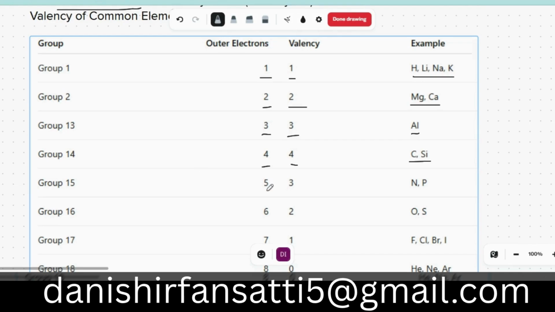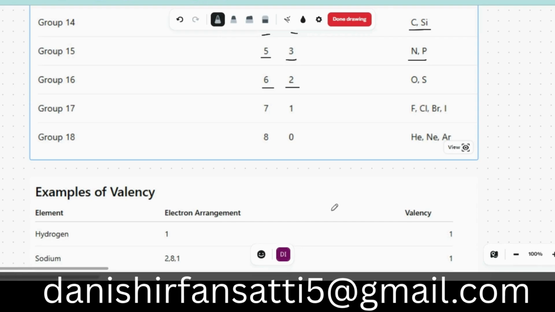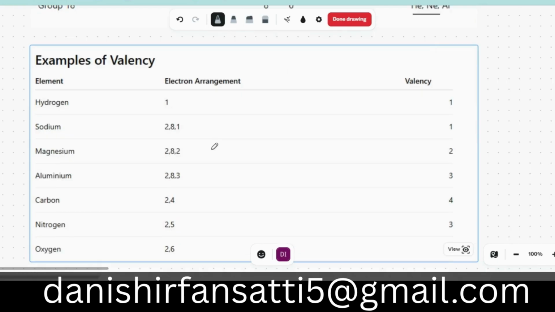Group 5 has 5 outermost electrons, valency is 3, meaning it can gain 3 electrons. Nitrogen and phosphorus. Group 6, for example oxygen, has 6 outermost electrons, so its valency is 2, because it can gain only 2 electrons, or share 2 electrons. Group 7, for example chlorine, has valency 1 because it can gain only 1 electron. Fluorine, chlorine, bromine. Group 8 has 8 outermost electrons, valency is 0. Helium, neon, and argon don't gain any electrons.